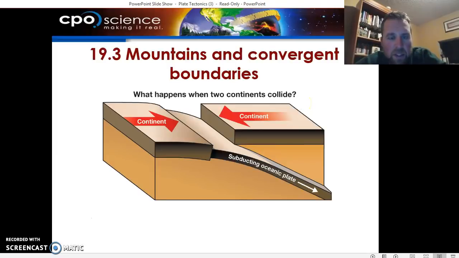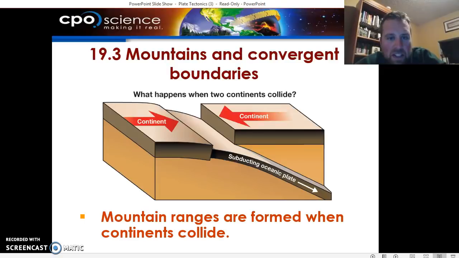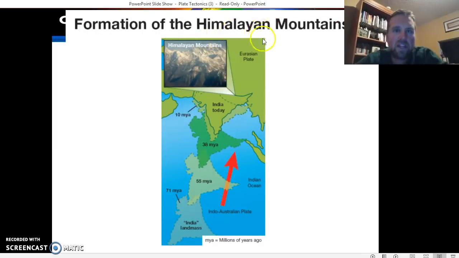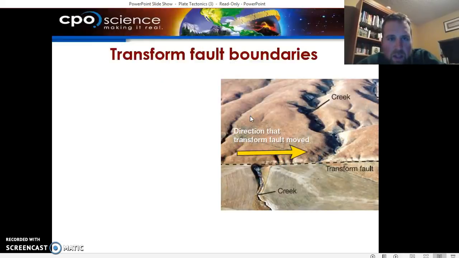Now, if it happens on two continents, meaning two land plates, what happens is they collide and they form mountain ranges. So instead of one going underneath the other one, the two will hit and move up, and they'll actually go upwards. And so the Himalayan mountains, that's how they were created. The Indian plate has been moving northward and collided with the Eurasian plate and caused the Himalayan mountains to form.